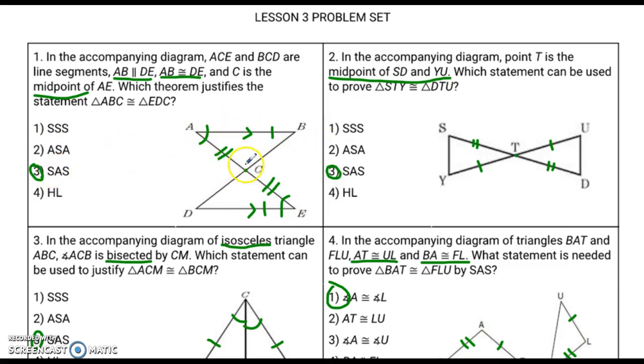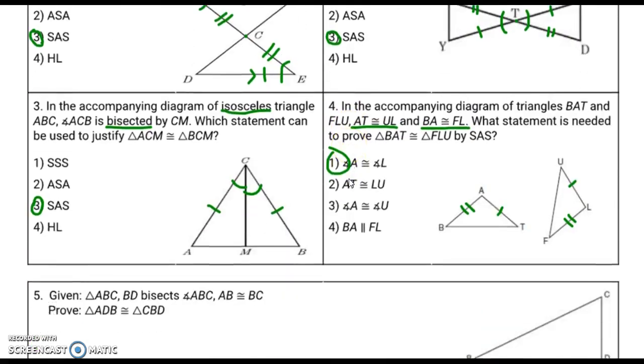Again, alternate interior angles. For question 2, we knew that these 2 angles were congruent, and the reason for that was just vertical angles. So now side, angle, side is congruent to side, angle, side. It gives us all the information we need.